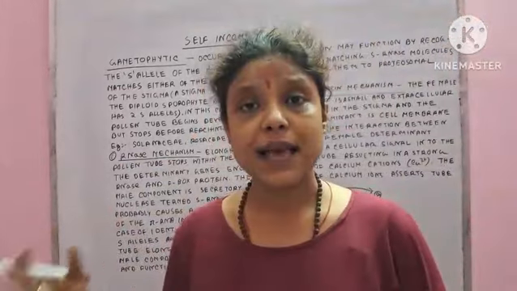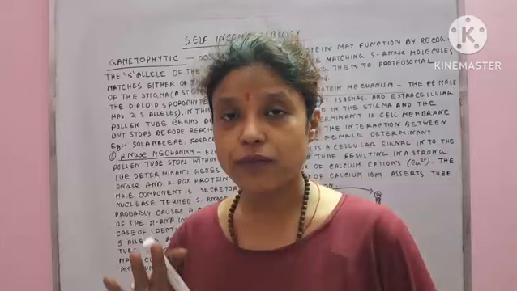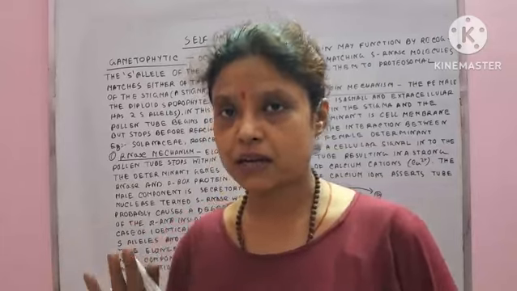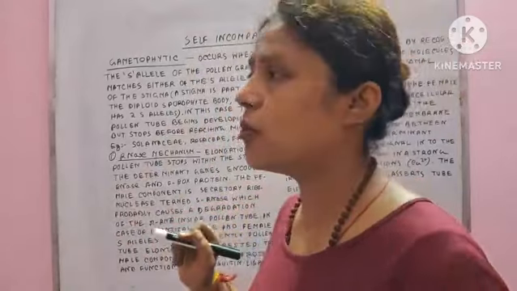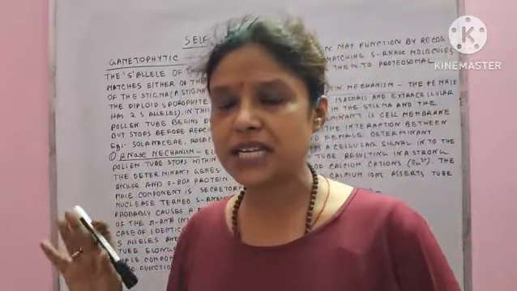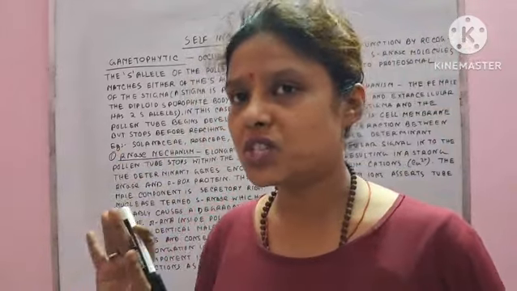Gametophytic incompatibility and sporophytic incompatibility, these two types are seen in self incompatibility. Its first part is already explained on my channel, so you can check it out.